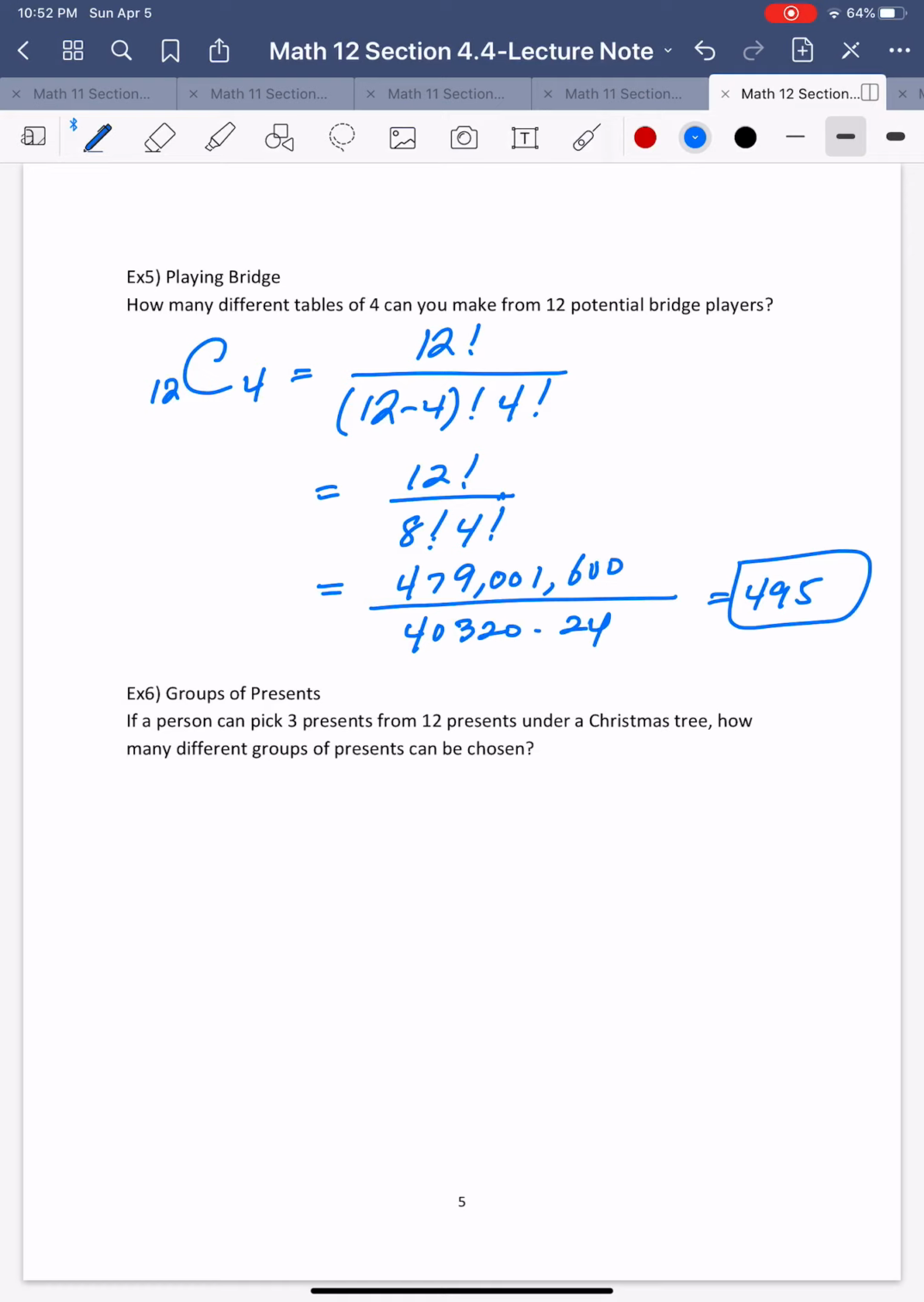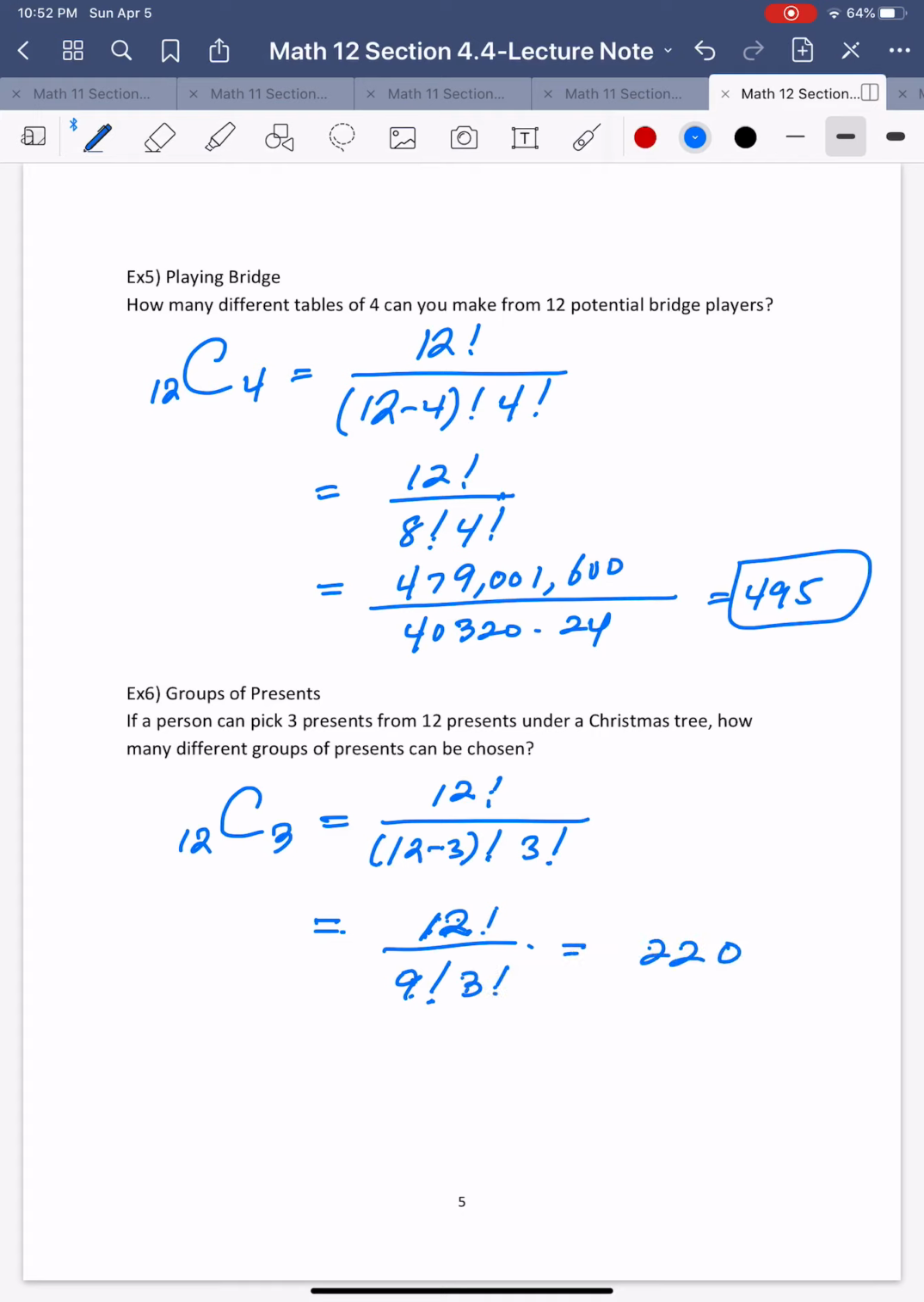All right, group of presents. If a person can pick 3 presents from the 12 presents under the Christmas tree, how many different groups of presents can be chosen? So there are 12 presents, pick 3. Okay, you pick 3, which means the 12 presents, 12 minus 3 factorial, 3 factorial, 12 factorial over 9 factorial and 3 factorial. So it's going to be 220.